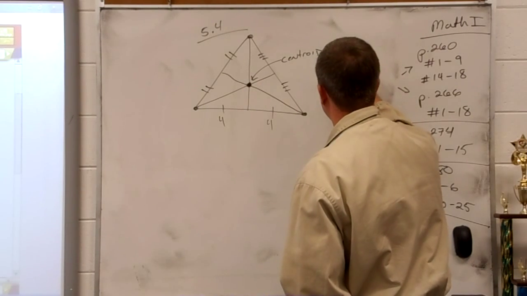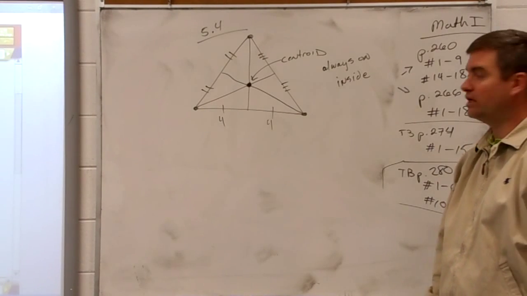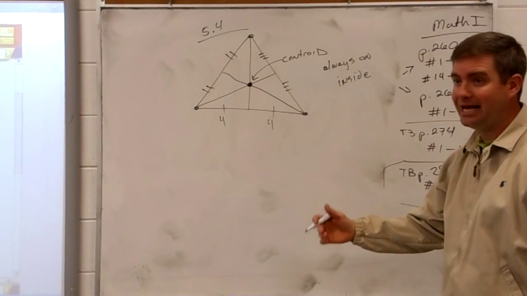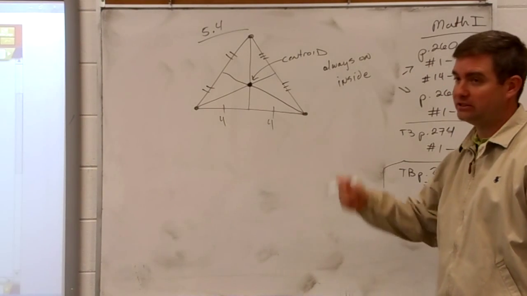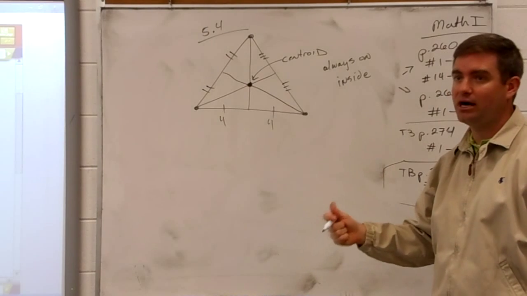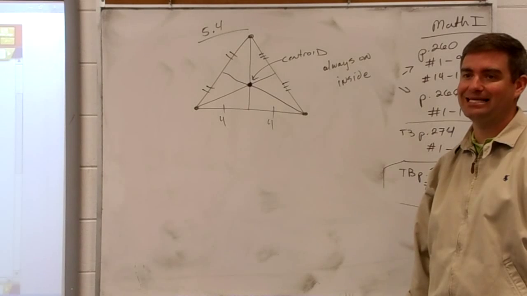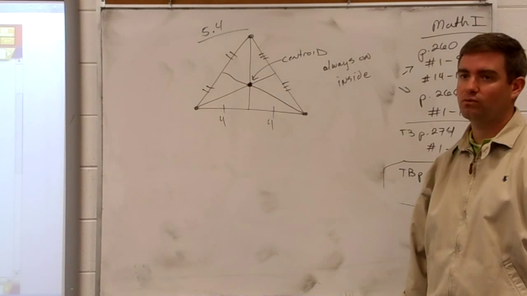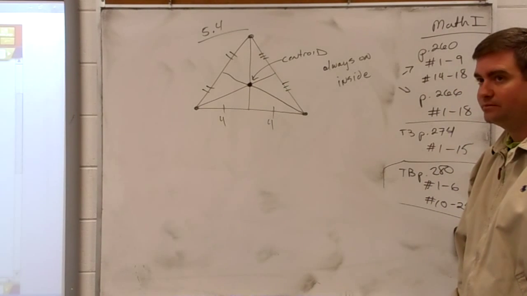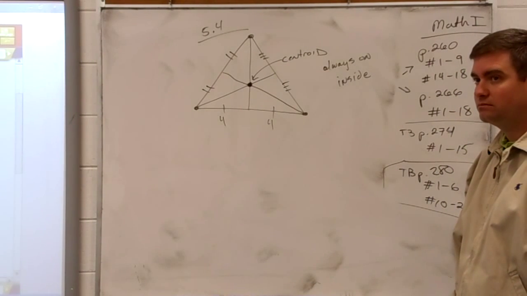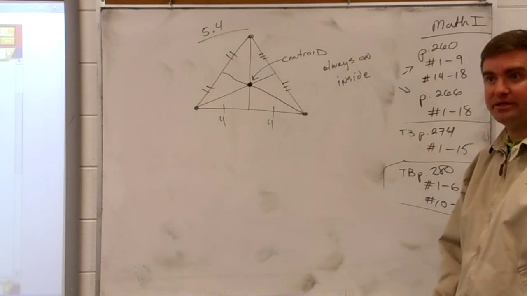What other point of concurrency is always on the inside? Very good. That was a review question. So the centroid and the incenter are always on the inside of the triangle, whether it's acute, whether it's a right triangle, whether it is obtuse. That's its first special property. The medians are almost like the perpendicular, but they're not perpendicular. That's right.